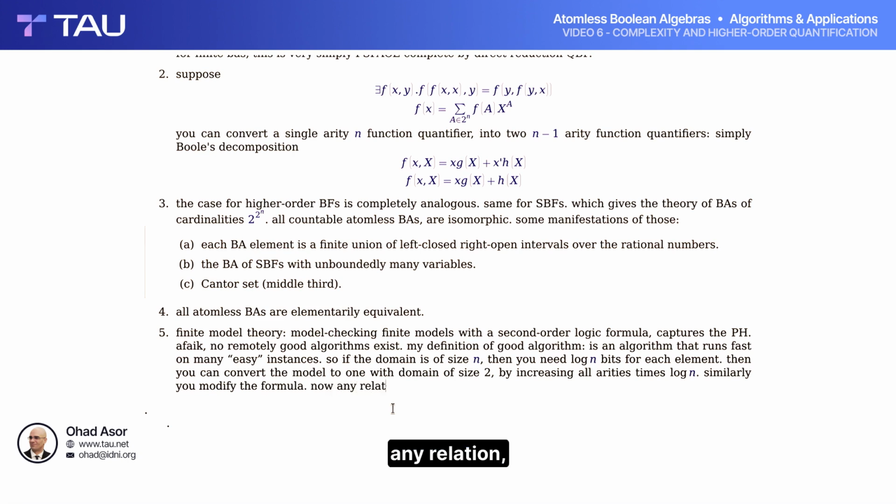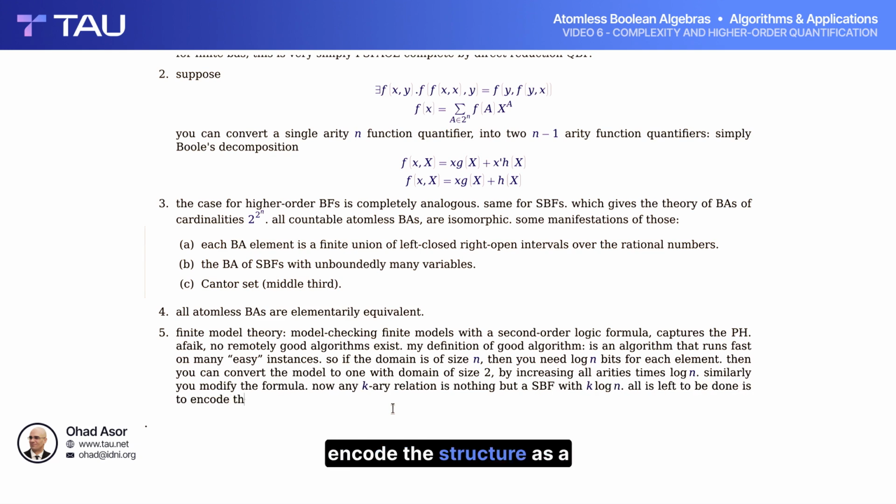Any k-ary relation is nothing but a simple Boolean function with k log n variables. All that is left to be done is to encode the structure as a formula, and the model as a formula, conjunct with the input formula, and check for satisfiability.